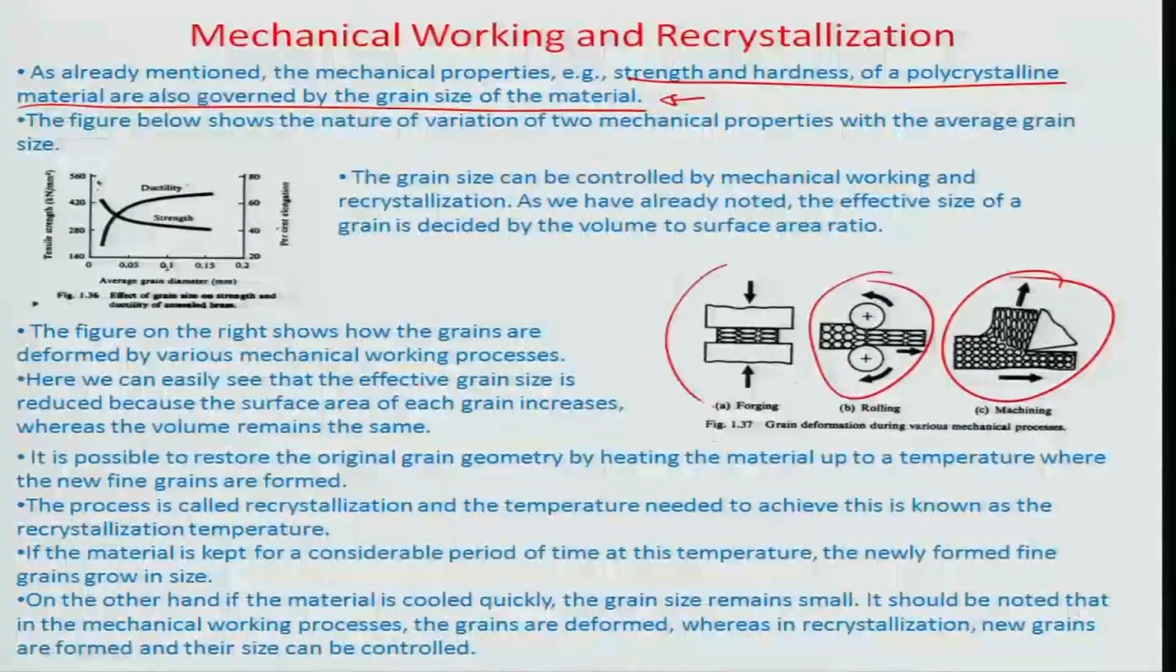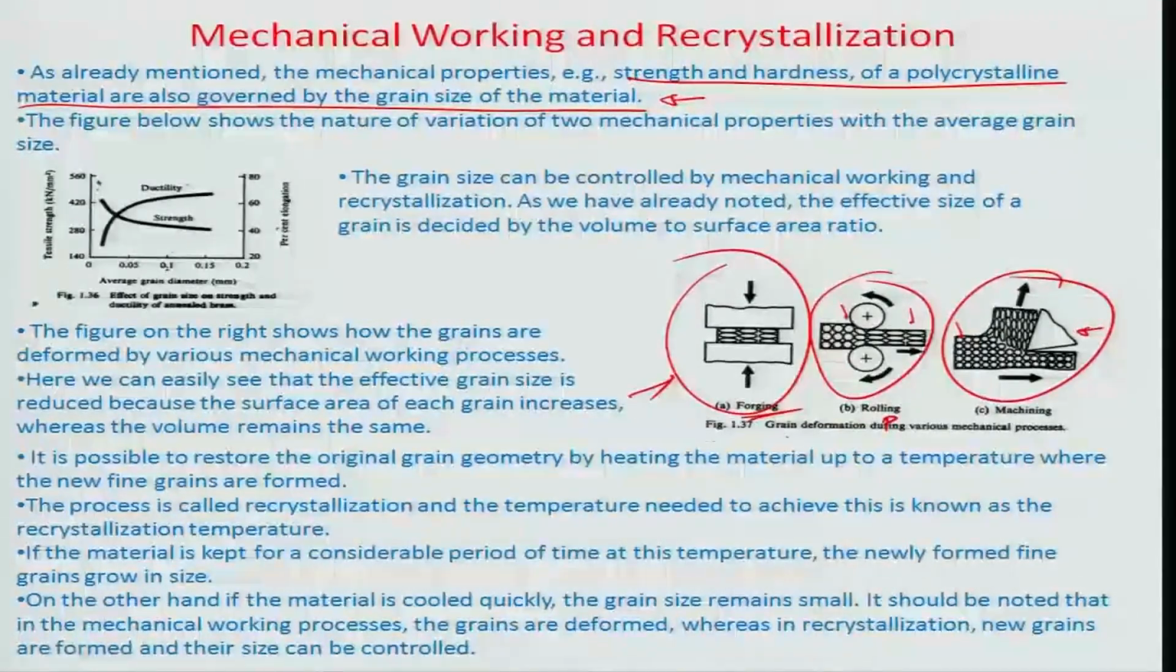So, meaning thereby, if I wanted to do mechanical working on the material, for example, let us say we have shown 3 cases here where mechanical working is being done. This is a case of forging. Okay. So, circular grains otherwise are converted into elliptical here. A case of rolling, where a circular grain is being converted into elliptical, as you can see, by roll pressure, or machining, where the circular grains again are being converted into elliptical by means of the tools, etc.